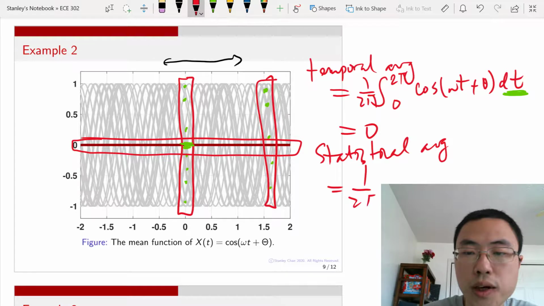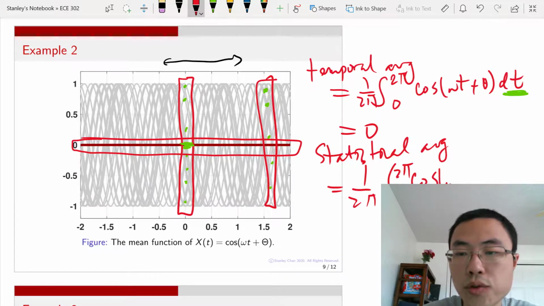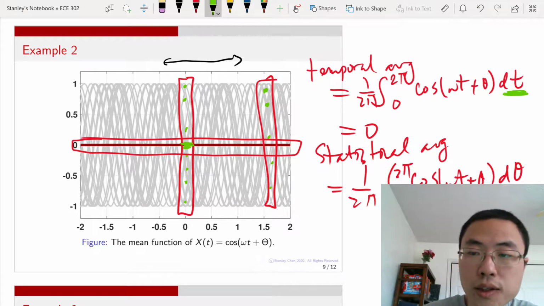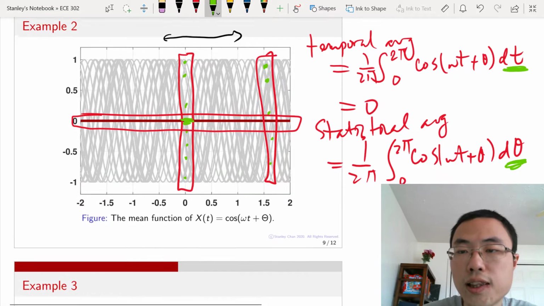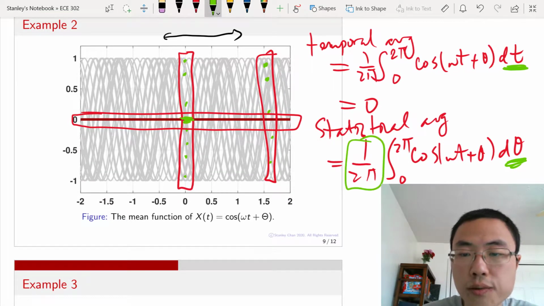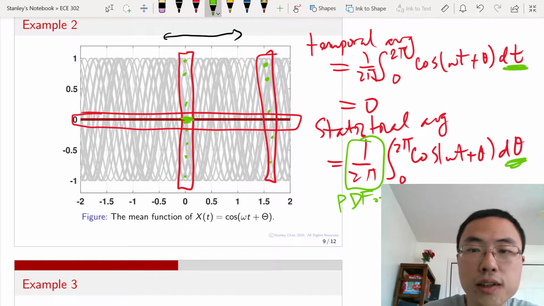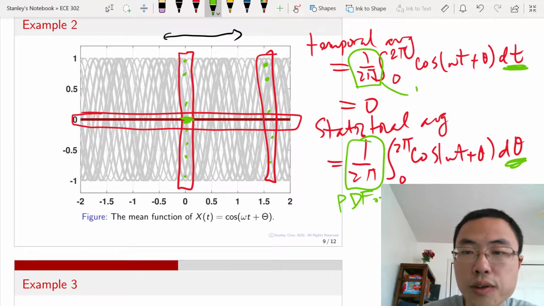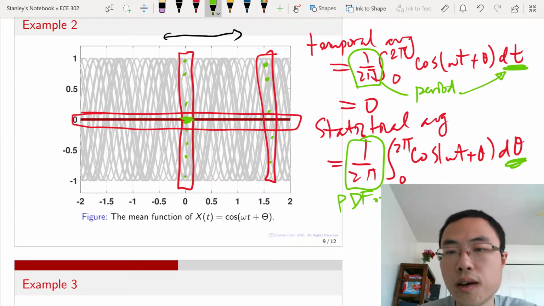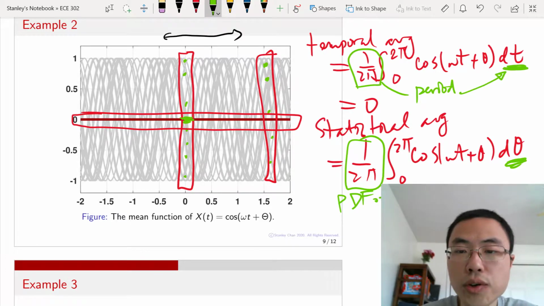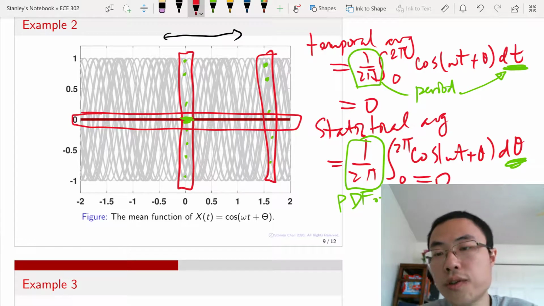The statistical average is 1 over 2 pi, integration from 0 to 2 pi, cosine omega t plus theta d theta. Note that here I'm integrating with respect to theta, and this 2 pi comes from the PDF of theta. The other 2 pi comes from the period for your time t. These are two different things. Although you're getting 0 for both, these have two different meanings.